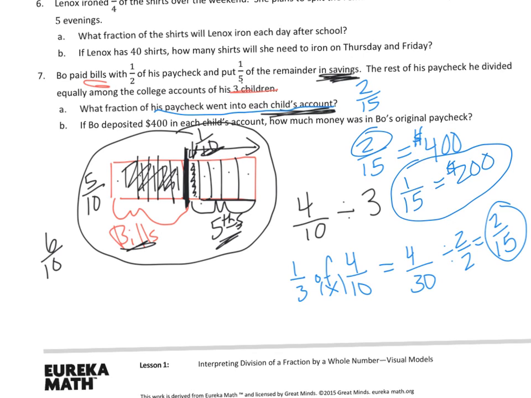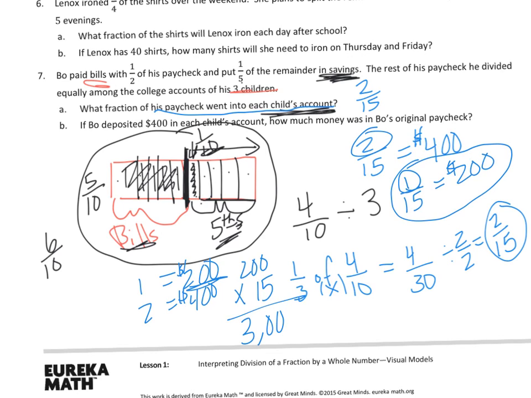I need to know all of the 15 pieces. So if one of them is 200, then 2 would equal 400. And I could keep counting up, or I could just say if one of them is equal to 200, then I want to find 15 of them. And it's going to get me 3,000 when I multiply that out. So Bo, his original paycheck was $3,000.